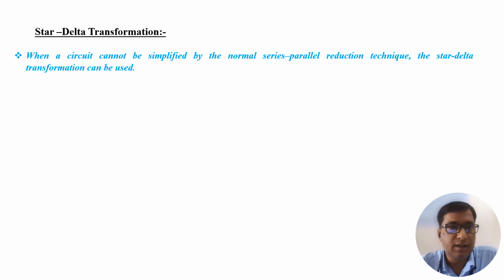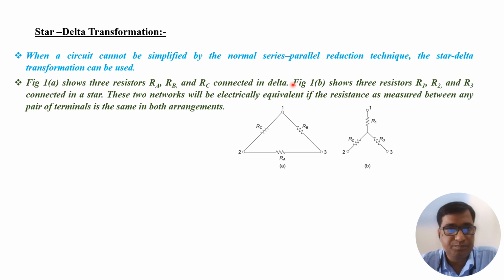When a circuit cannot be simplified by the normal series parallel reduction technique, the star delta transformation can be used. Star is this one, and delta is this. Delta is a closed loop of any three resistances, and star is the open connection of three resistances.